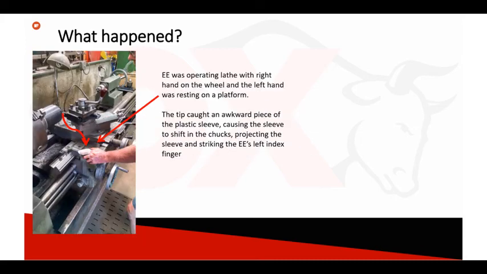Page 7. What happened? The employee was operating the lathe with the right hand on the wheel and the left hand was resting on the platform. The tip caught an awkward piece of the plastic sleeve, causing the sleeve to shift in the chucks, projecting the sleeve and striking the employee's left index finger. Please also note there was no guard on this lathe.